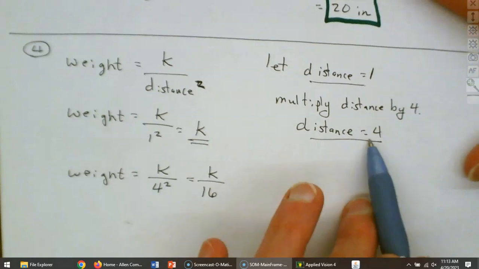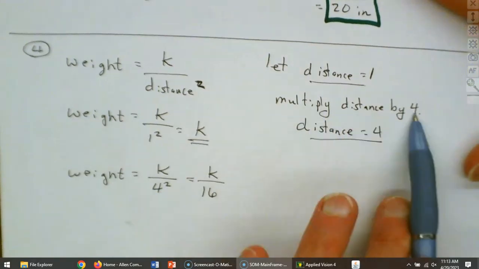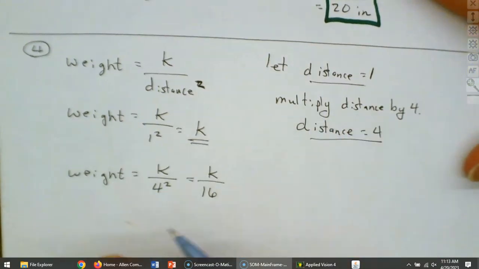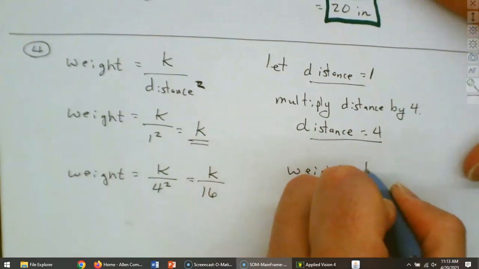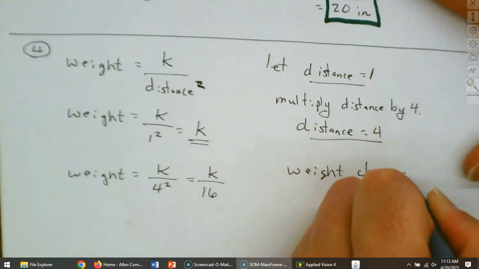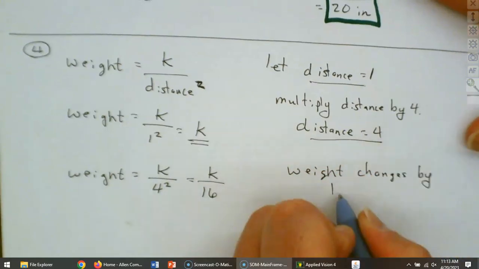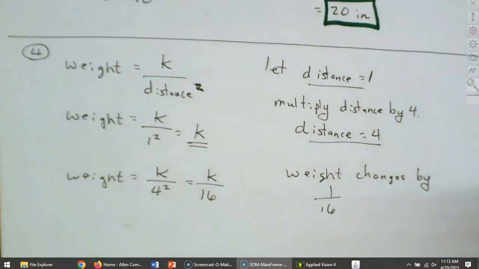So what happens when you multiply the distance by 4? Well, the weight changes by 1/16. Why does it change by 1/16 and not 1/4? Because what did we do? Square it.